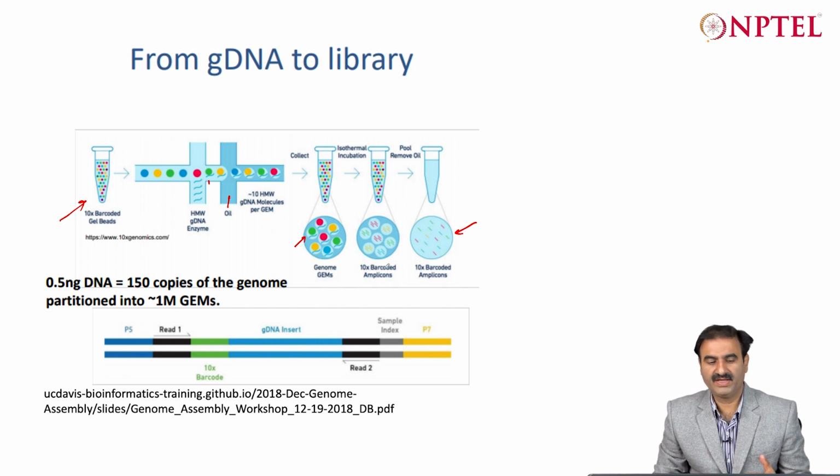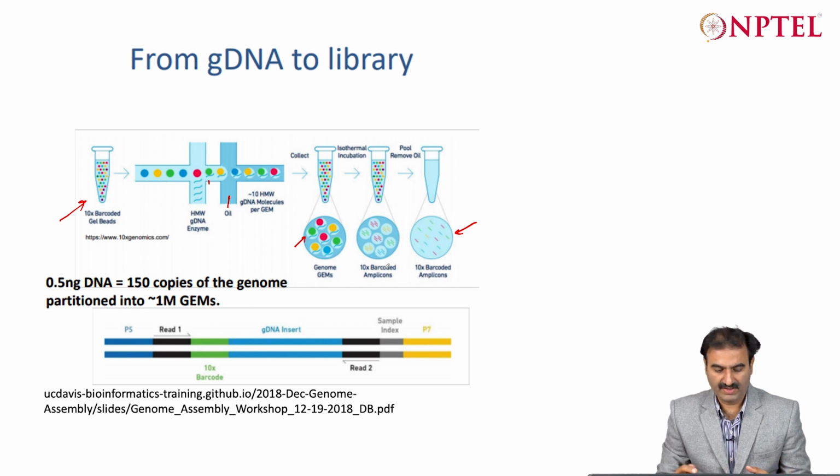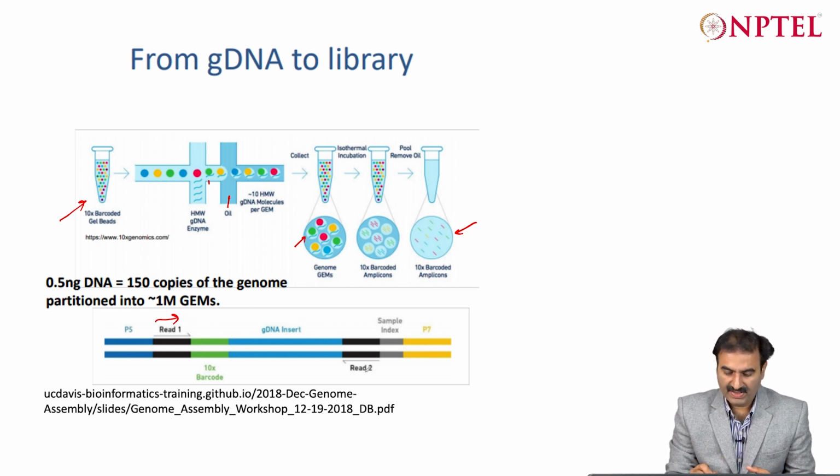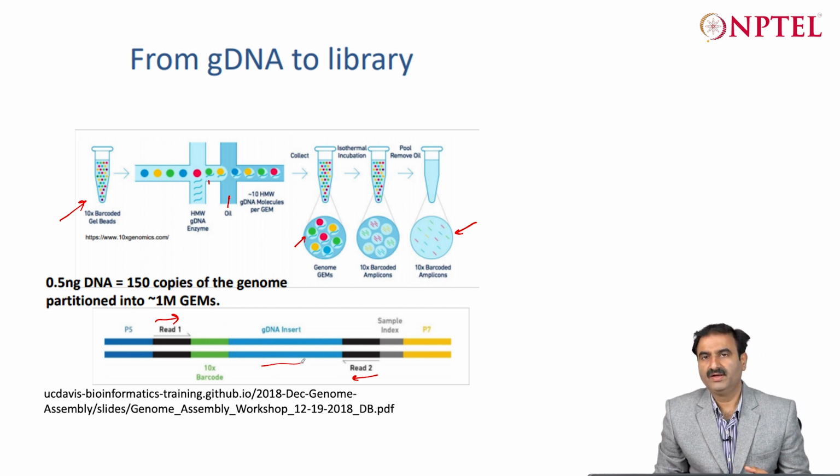Those are then sequenced like this. So basically read 1 and read 2 are generated, and in between there is a genomic DNA insert, and this can provide the long distance information.